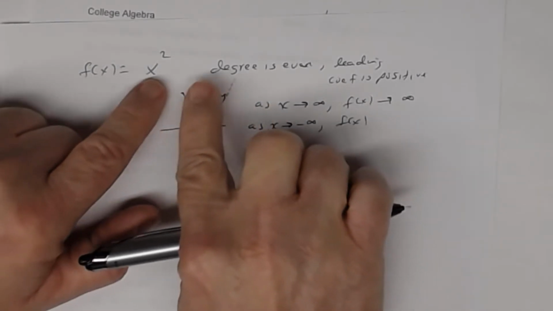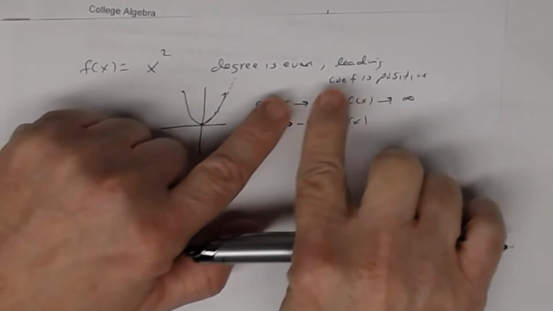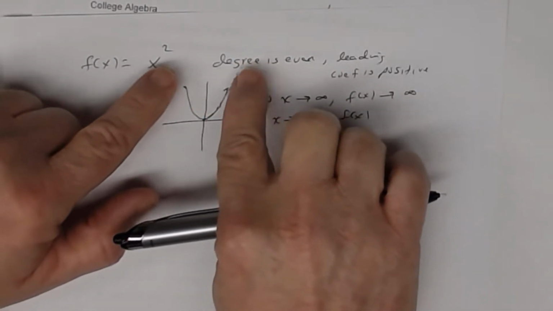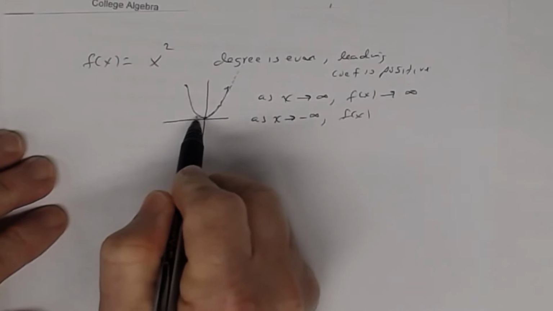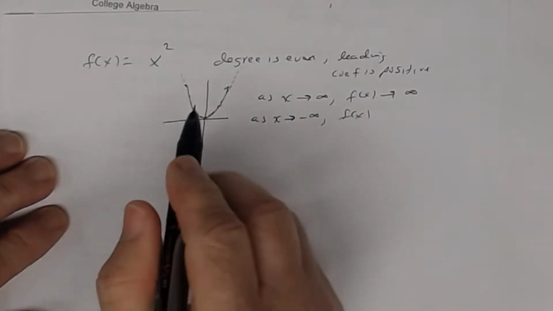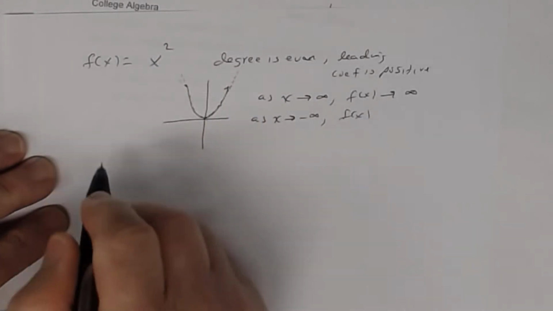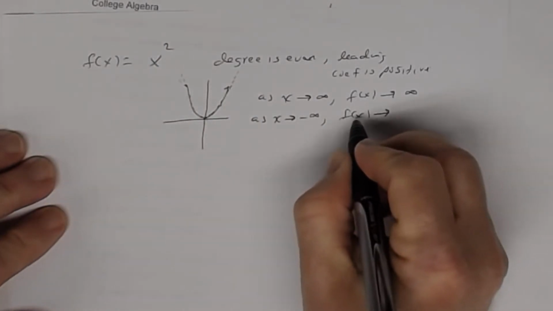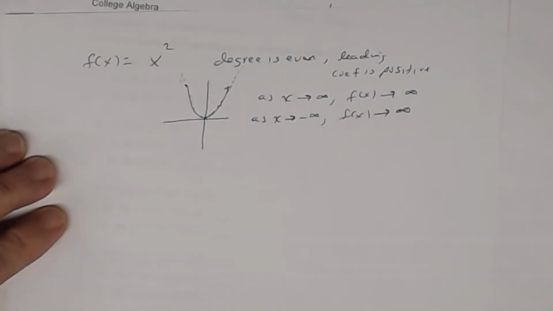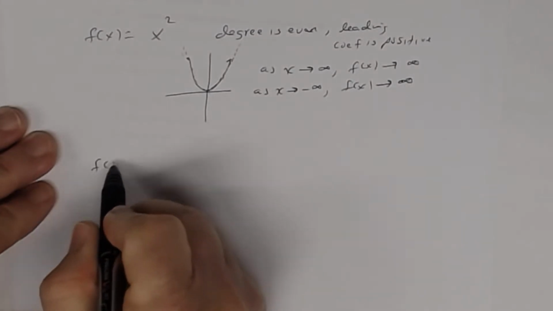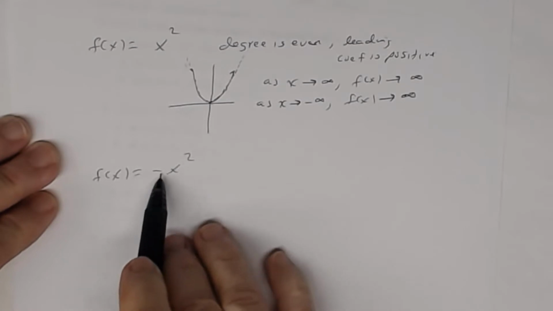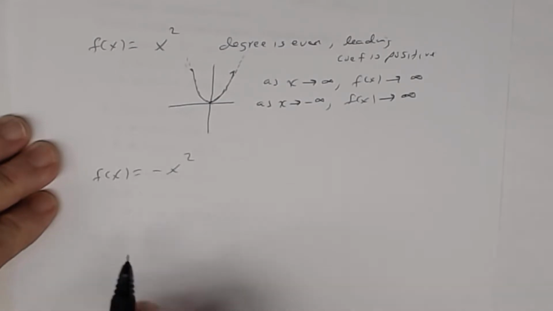Remember, x squared: the degree is even, the coefficient is positive, and the end behavior on both sides is rising. So as x goes to negative infinity, my y values are increasing as well. They're approaching infinity. Your y values are getting bigger and bigger towards infinity. Remember, f of x means the same thing as y, so I'm going to put infinity here. Now, we also talked about negative x squared. My degree is even, but my leading coefficient is negative.